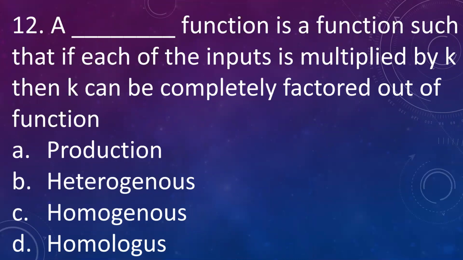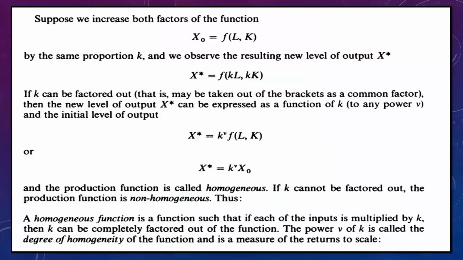A, production, B, heterogeneous, C, homogeneous, D, homologous. The answer is homogeneous. In production function, if we can factor out the constant k out of production function, then those functions are known as homogeneous functions.